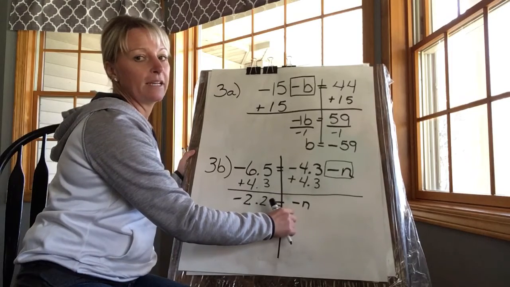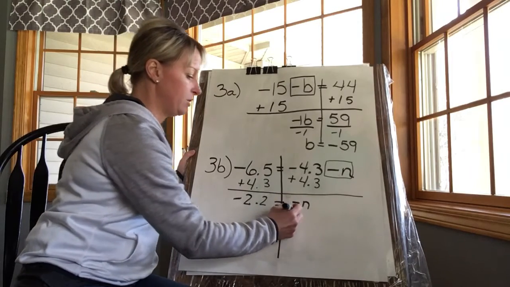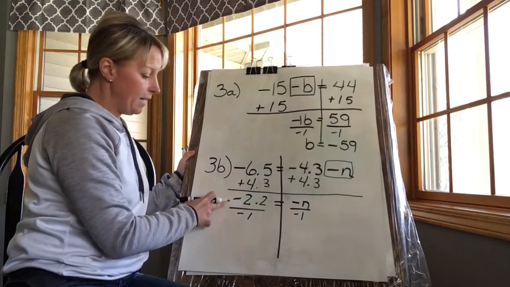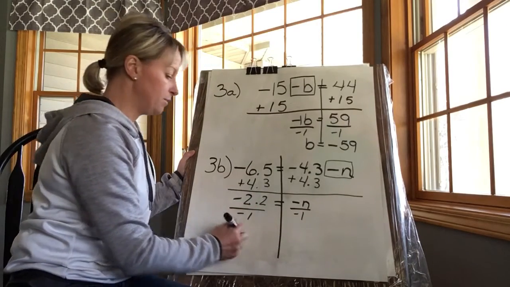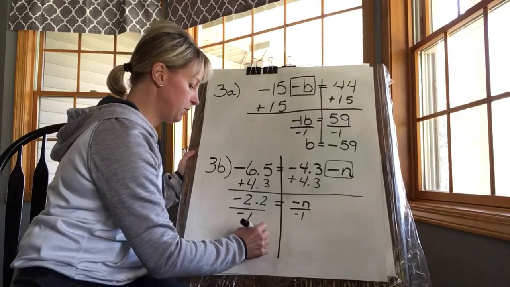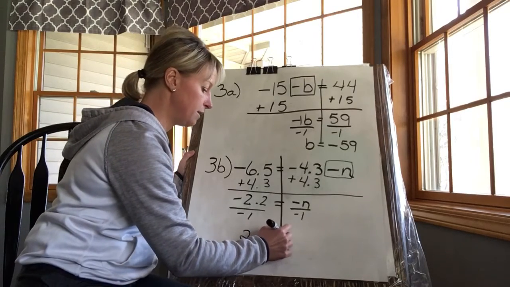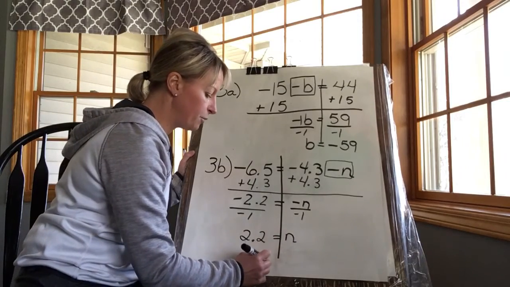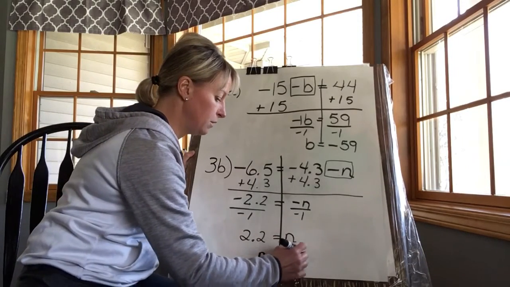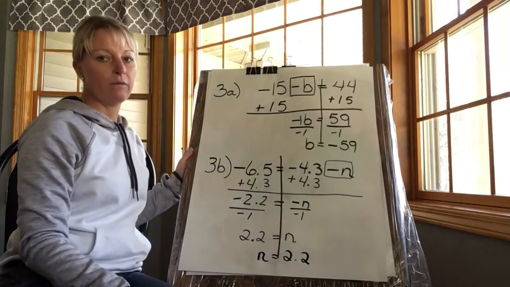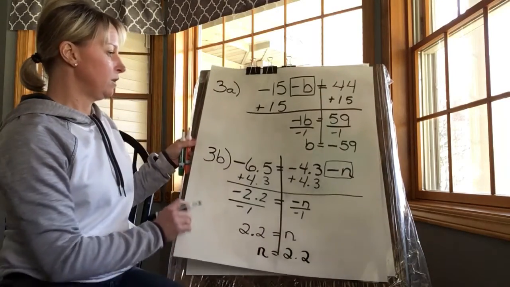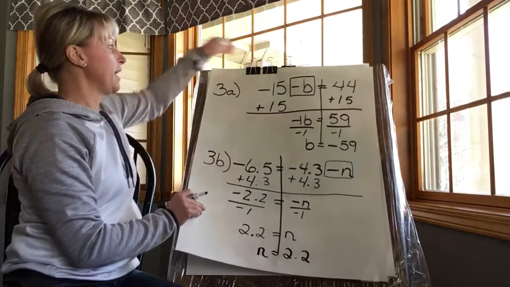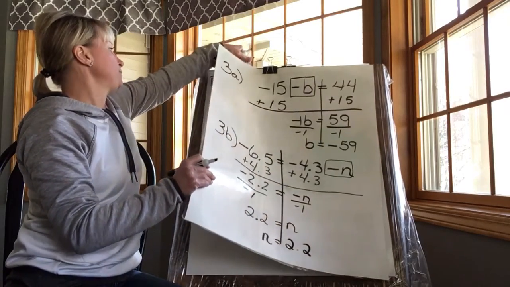Cannot leave a negative with a variable. So it's just like dividing by a negative 1. A negative divided by a negative becomes a positive, so it's just 2.2, or 2 2/10 equals n. And I like to rewrite it always to have your variable first, n equals 2.2. That would be a good habit to keep in mind, is always putting your variable first after you've solved the problem.